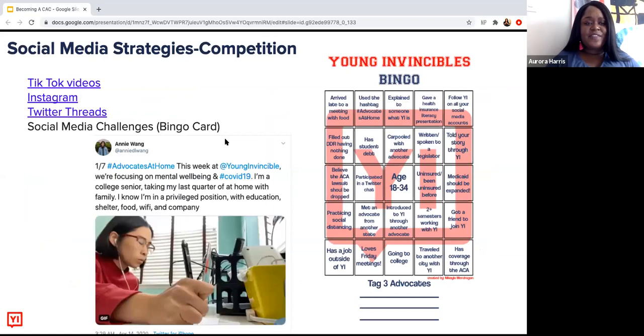And these are just some more really funny examples and some really cool things that they did. They got really into it. So they made a bingo card, they made Twitter threads, they made TikTok videos, they sang, they did a lot of really cool things that I think you all could replicate, and that your staff or your volunteers could replicate and really have a lot of fun with.